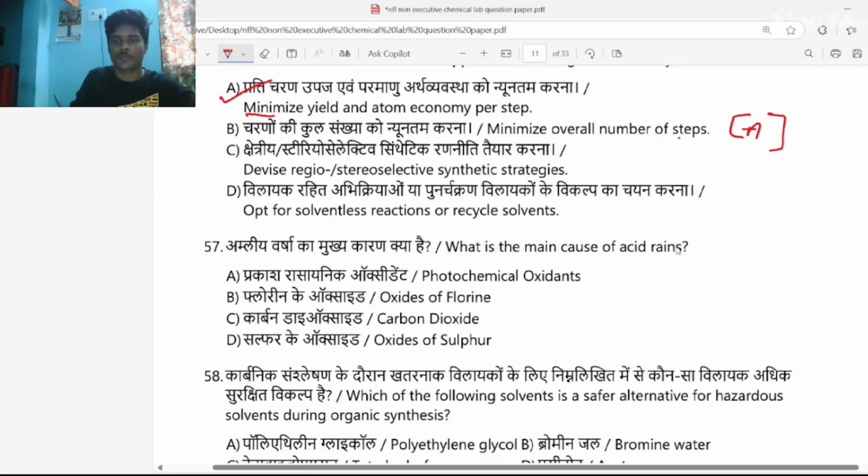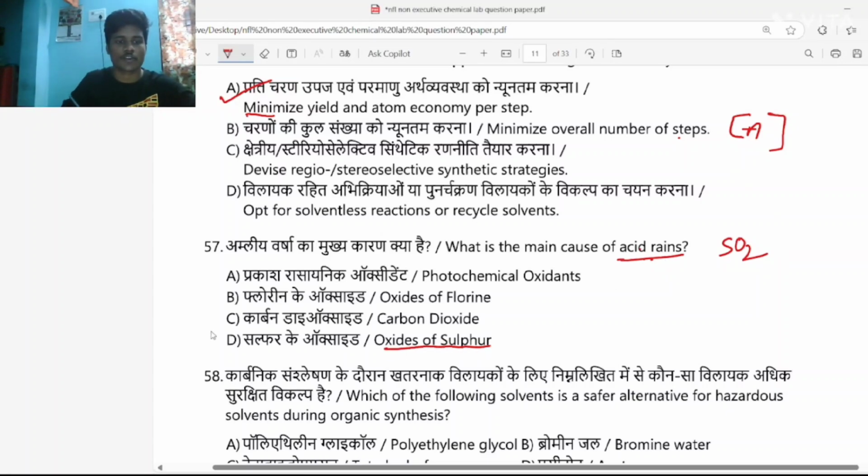So acid rains are caused by what? Sulfur dioxide is the major reason for the acid rain. So here oxides of sulfur is the answer. Option D is the correct answer, right? Next, 58. Let me go with the next question.